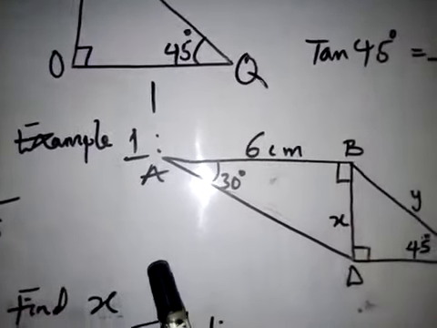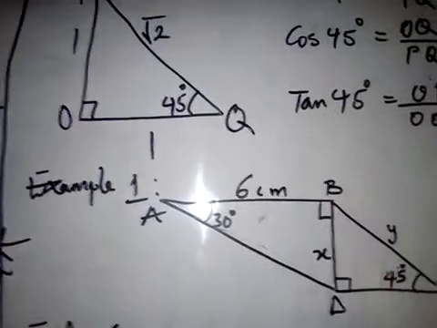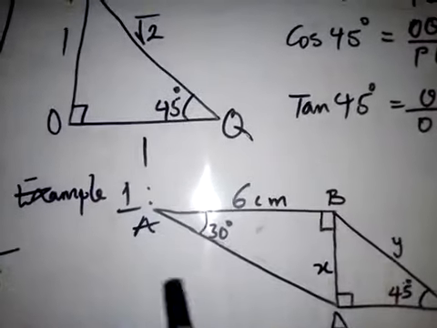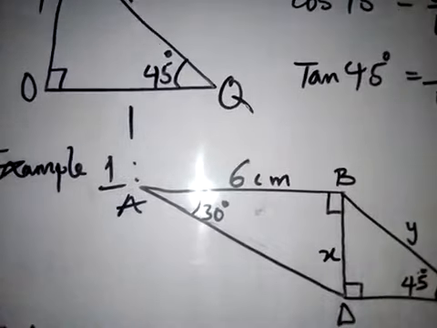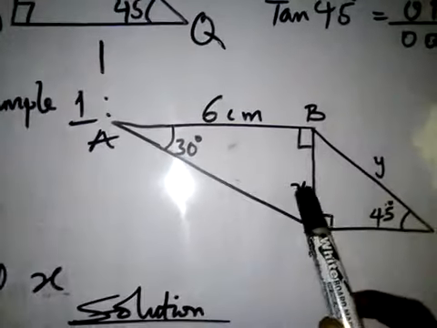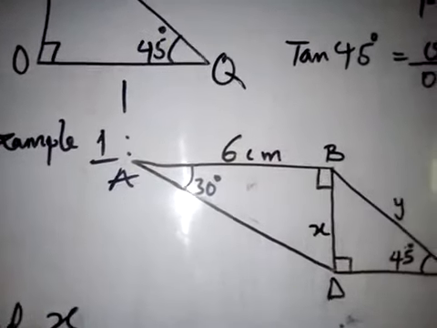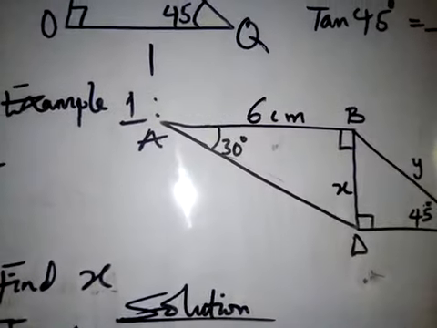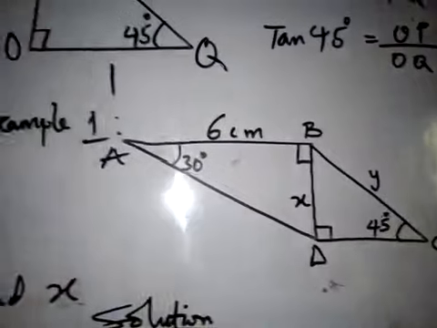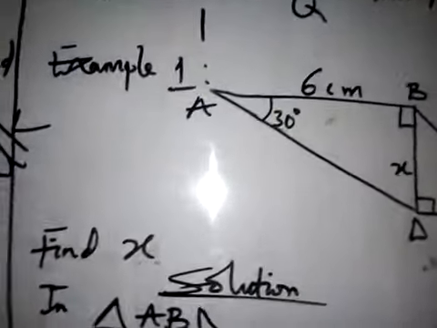This is a double triangle. We have ABCD. How many triangles do we have here? We have ABD, and we have BDC. You understand? So now they asked us to find x. This is x. For us to find x, we have to consider this triangle, which is the right angle triangle ABD, right?